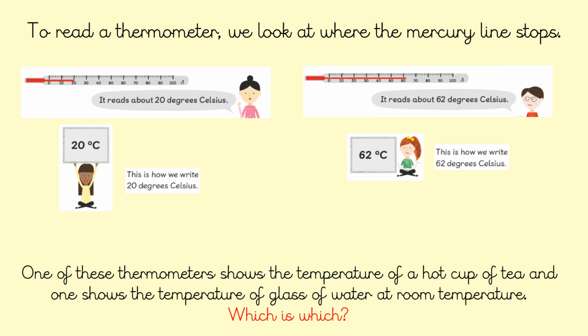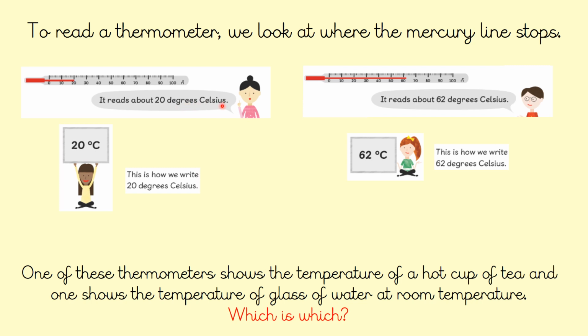Reading thermometers, particularly mercury thermometers, can be a bit tricky. To do it, we look at where the mercury line stops. I explained that mercury gets bigger when it gets hot, so it travels up or across the thermometer. We read exactly where that line stops. Here, it's quite easy to read because the line stops at about 20. So that's why Ruby says it reads about 20 degrees Celsius.